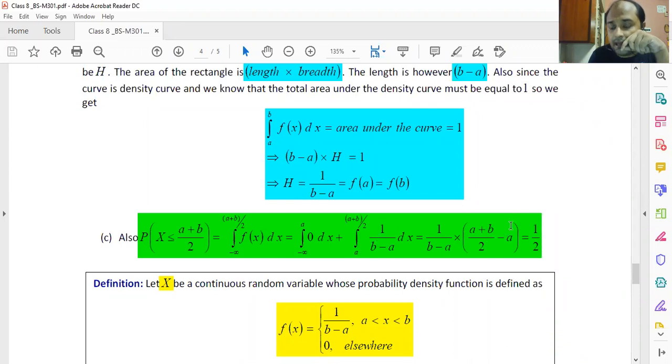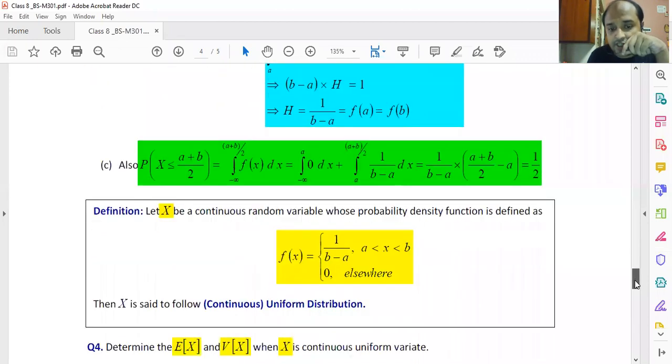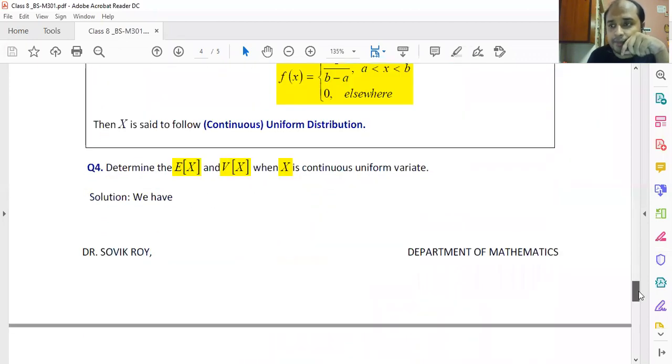and ultimately the probability has come out to be half. And it is indeed true, because since the total probability from a to b is 1, and since (a plus b) by 2 is the midpoint, in this particular range the total probability must be equal to half, 50% probability. So such a random variable is called a random variable which is of continuous nature and uniform. So this is the expression for uniform random variable.